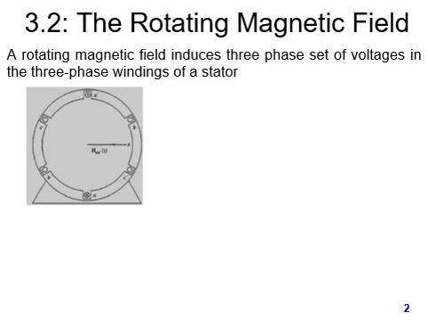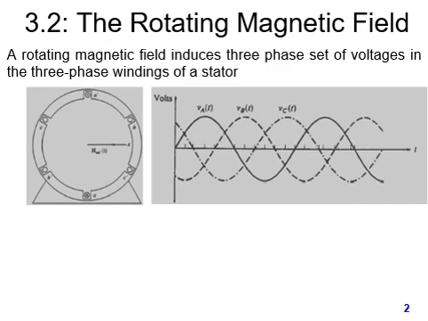In this section we will talk about how we can generate a rotating magnetic field. As we saw in the previous lecture, the three voltages with different phases of 120 degrees were shown as VA, VB and VC.